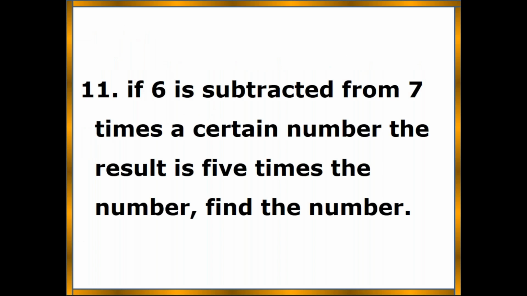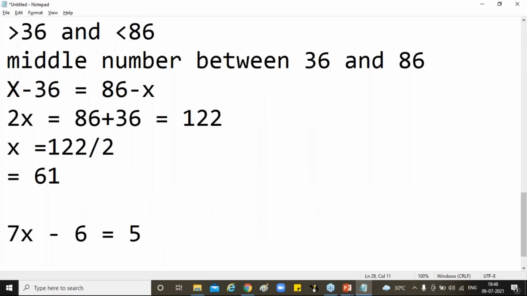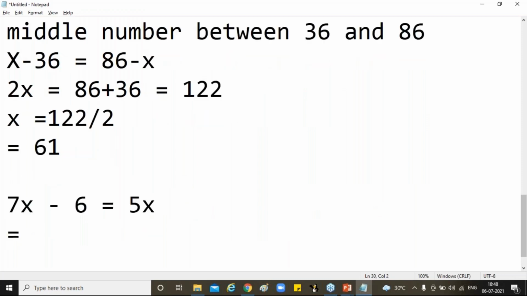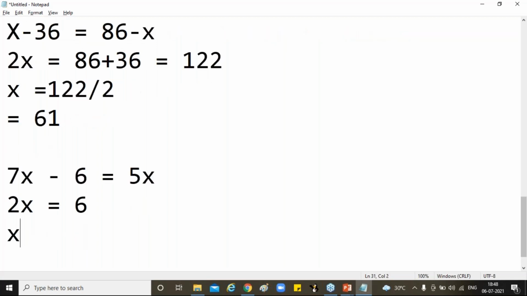Be careful with these types of minor mistakes. 7x minus 6. Then the result is 5 times the number. We already know x is the number. 5 times the number means 5x, is equal to, so 2x is nothing but 6, x is equal to 3. These are some basic number-related problems.